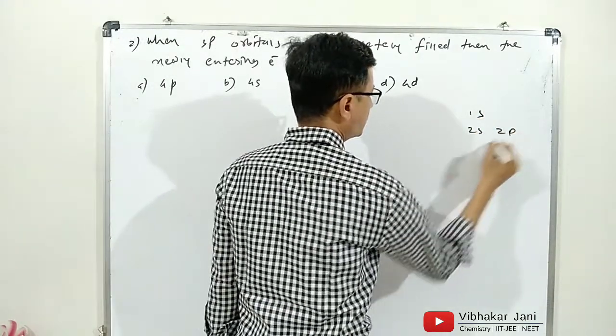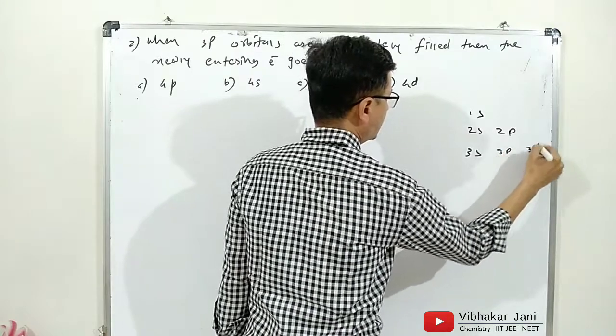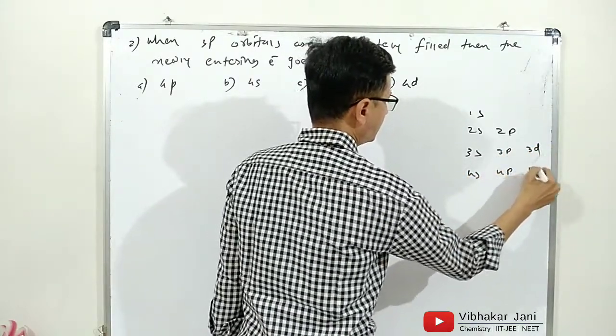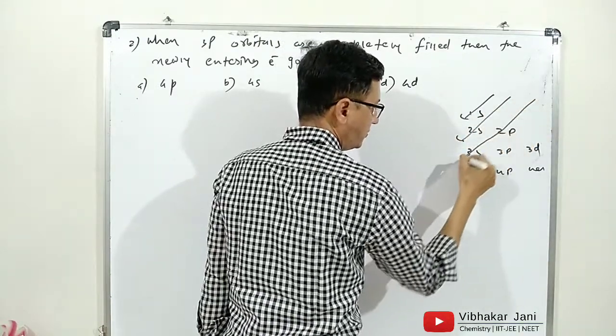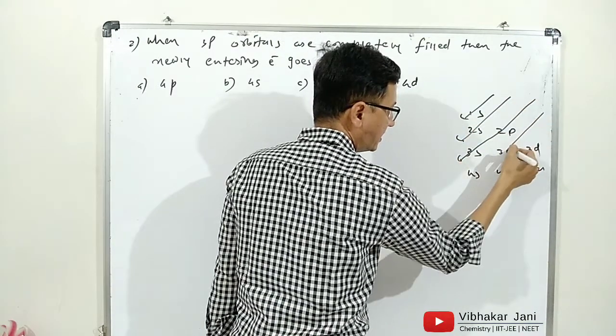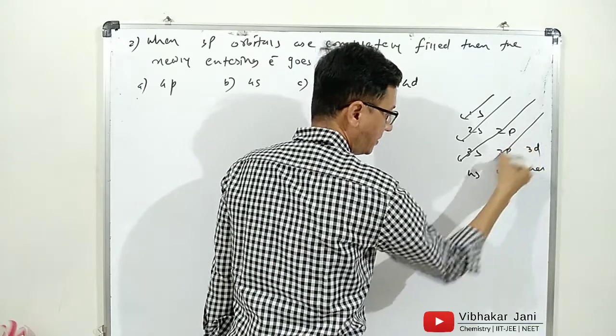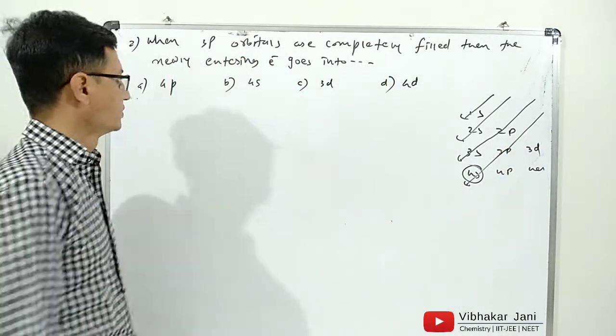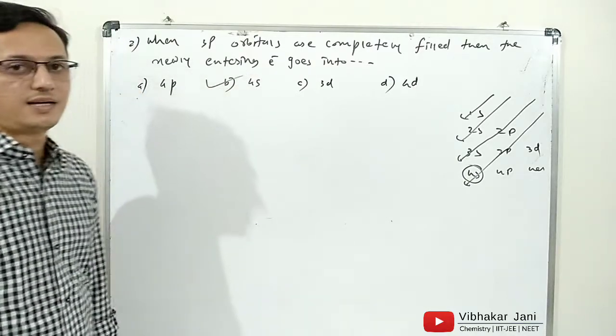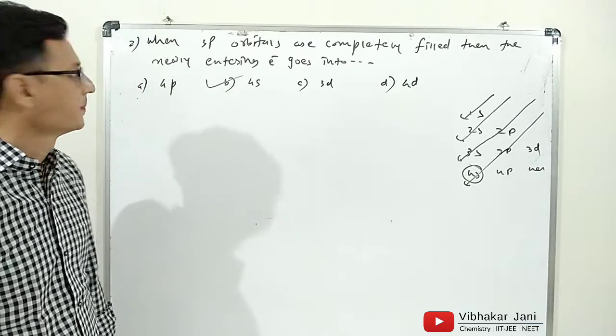1s, 2s, 2p, 3s, 3p, 3d, 4s, 4p, 4d. First 1s is filled, then 2s, then 2p, then 3s, then 3p. When 3p is completely filled, the electron goes into 4s. So 4s is the correct answer for this question.